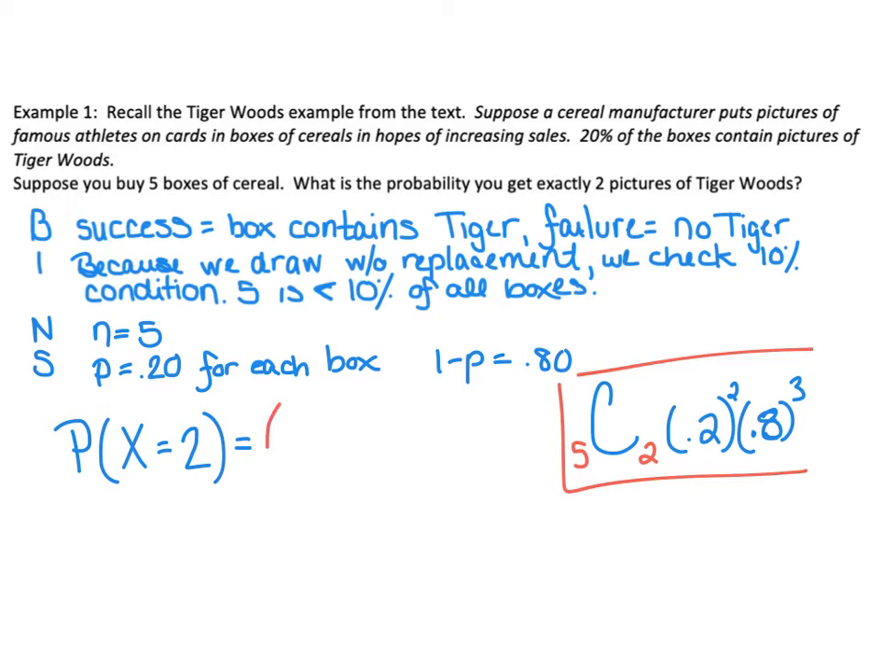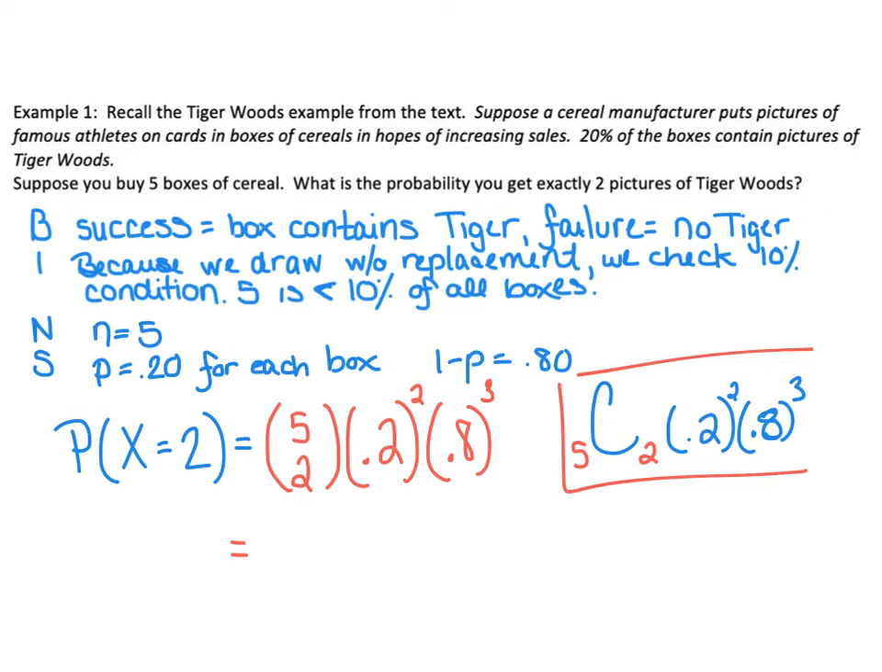Now, if you look on your AP formula sheet, how is this written on the formula sheet? From 5, we're choosing 2 times the probability of a success to the second power times the probability of a failure, 0.8. And this would be 3 failures to the third power. Now we just in our warm-up did a combination from 5, choose 2.